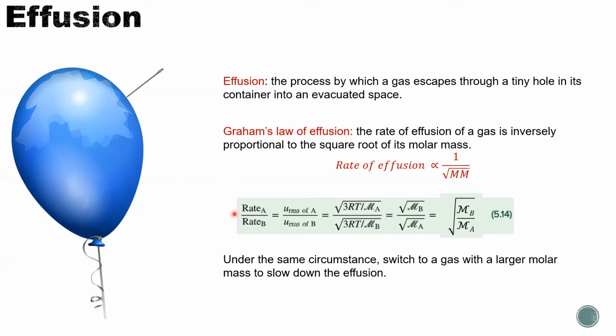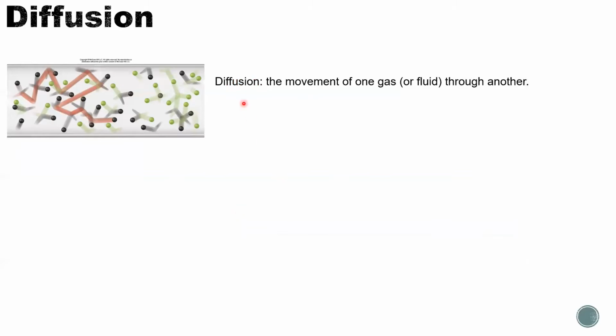Another concept that is very similar to effusion is called diffusion. Diffusion is the movement of one gas or fluid through another. So in this schematic, we have a long tube container, and we have a lot of gas inside. If you follow the track of this red line, that shows how this particle moves along its way from left to right.